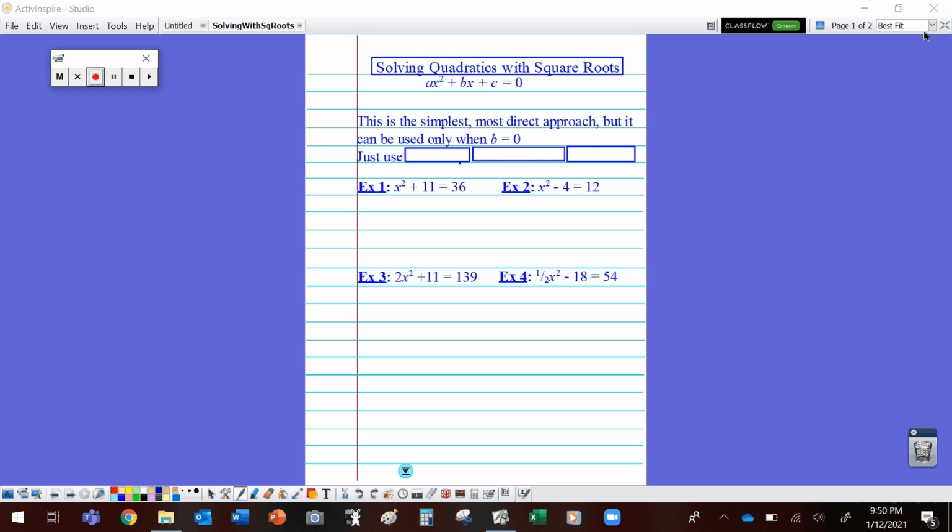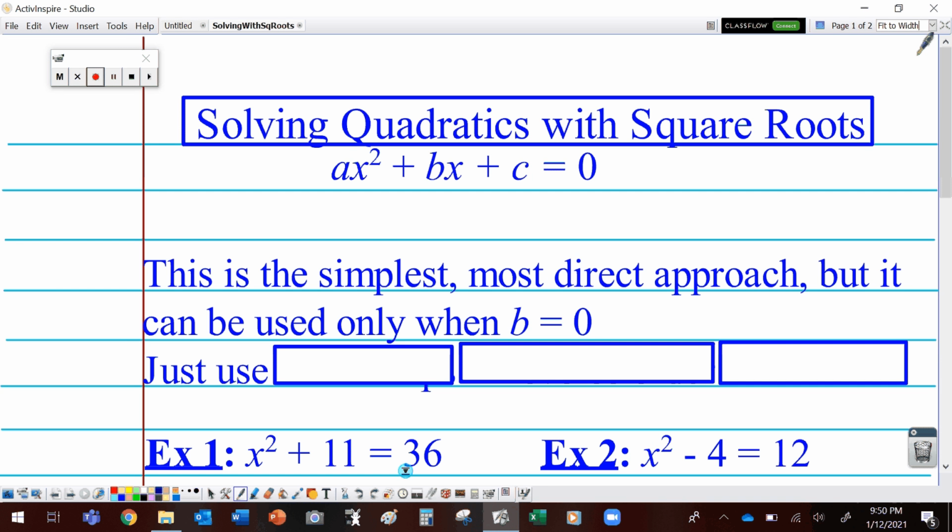Last time we were together, we were talking about simplifying square roots. And before that, we were talking about a bunch of different ways to solve quadratic equations. Well, now we're going to put those two together. Okay, we're going to solve quadratics using square roots.